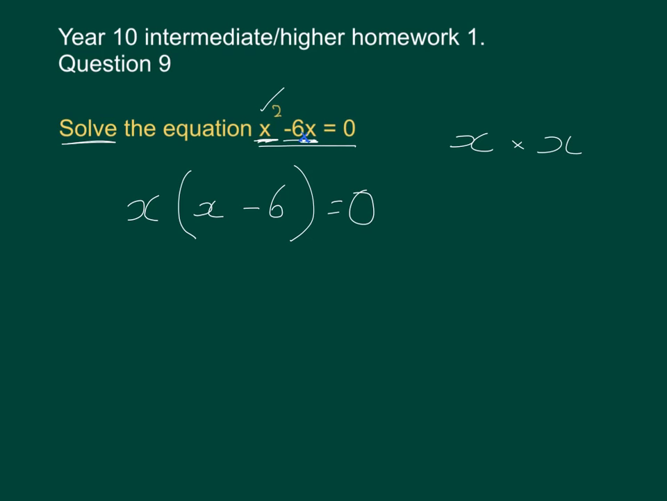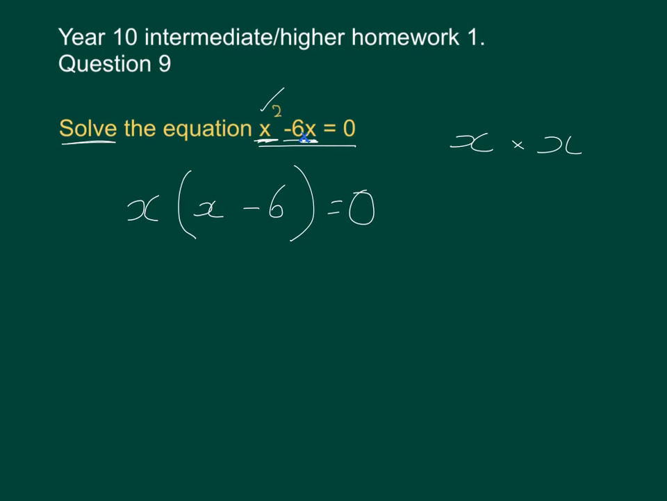Now we need to start thinking. What's 0 times 5? Well, 0 times 5 is 0. What's 0 times 7? 0 times 7 is 0. So 0 times any number will give us our answer of 0.